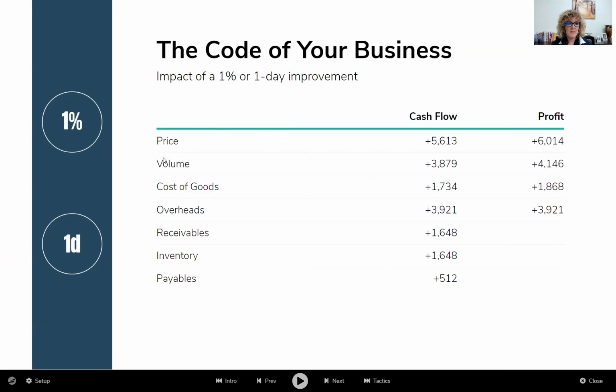So let's have a look at the summary here. We can see this is just your 1% or 1-day improvement. A 1% price improvement can generate $5,600 more cash flow, but $6,000 more profit. If this business increased volume by 1%, it's $3,800 for cash flow and $1,400 for profit. For cost of sales, a 1% saving is $1,700 compared to $1,800 in profit. And then we've got the overheads. A 1% improvement in overheads is $3,900 for both cash flow and profit. And then we've got receivables, inventory, and payables.